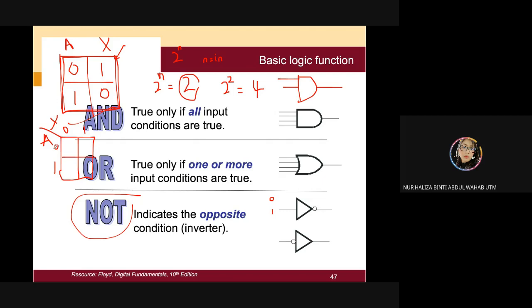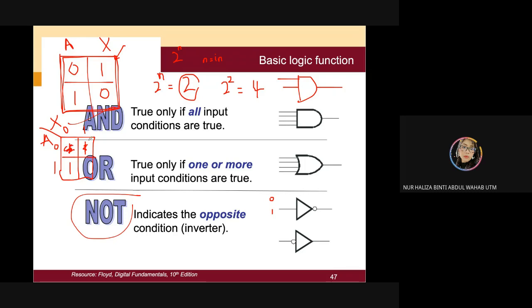So if 0 for A, your output will be here. You will put it as 1. 1 means correct. So if it is 1, then it will be 0. And if it is 0, it will be 1. And if it is 1, it will be 0. So this is another way for you to draw the truth table.